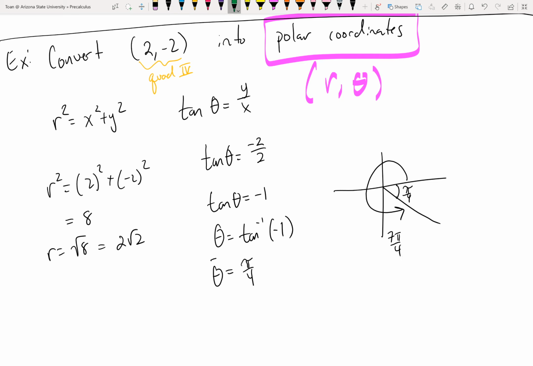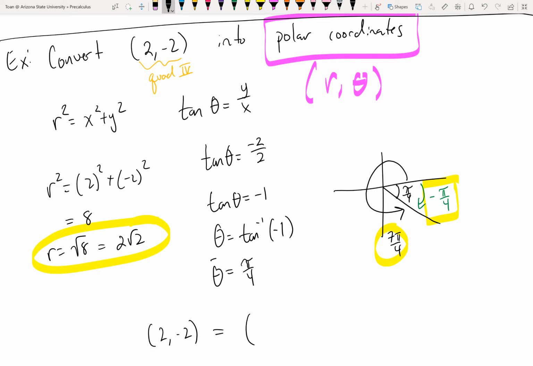Or you can choose to do the smaller negative angle. I really do not mind, because again, for polar coordinates, there's an infinite amount of representations. They're all equivalent. So as long as you give me something mathematically equivalent, I'll mark it as correct. But there we have it. We have all of our pieces. We have our r, we have our theta, whichever one you want to use. So (2, negative 2) is the same thing as (r, theta). I'll use the negative angle, negative pi fourths. Easy peasy.